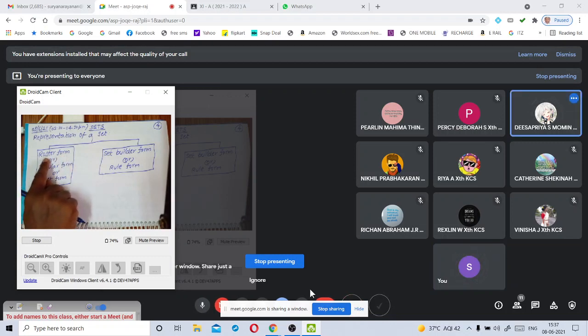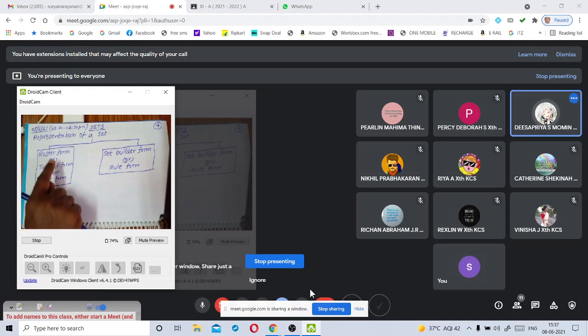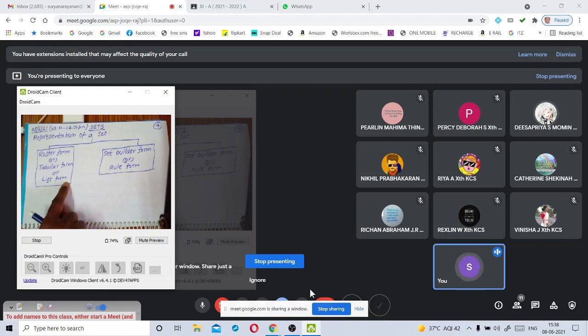Are you able to see this screen? Sir, the letters are a little bit blurred. Are these letters clear on your screen? Yes, sir, because of my network, it's a little bit blurred. Okay, no problem. Roster form or tabular form or list form. This first method is called either roster form, tabular form, or list form. Understood this point, my children? Yes, sir.